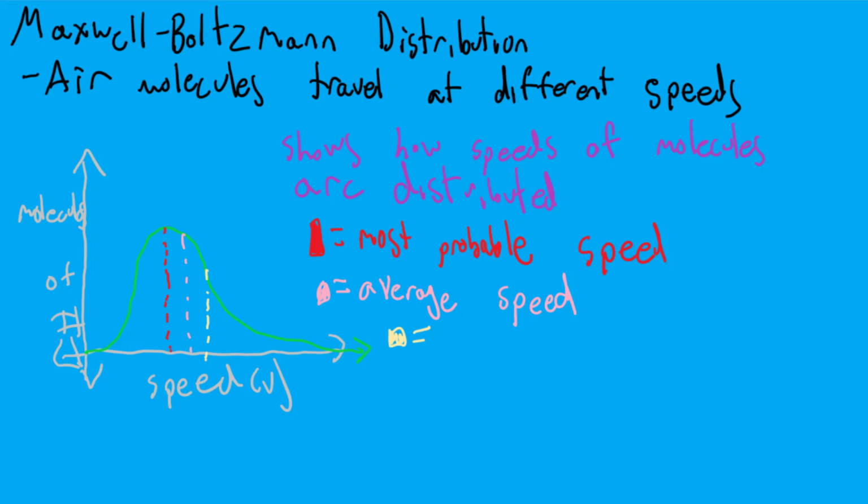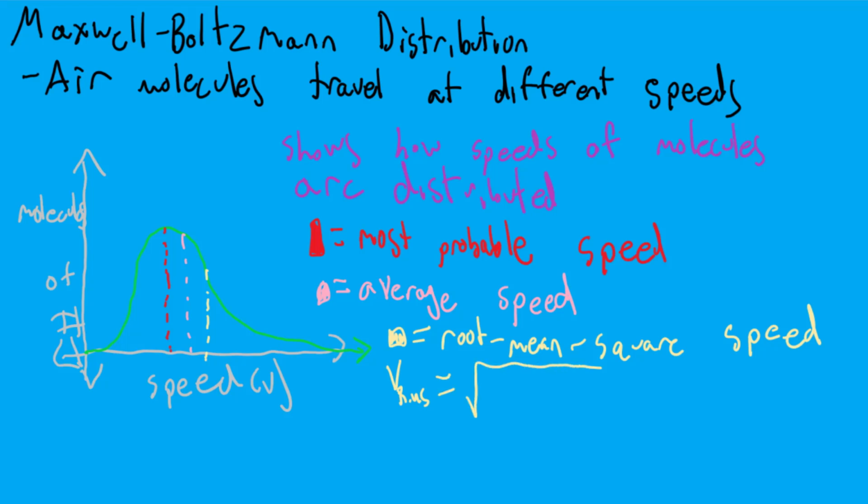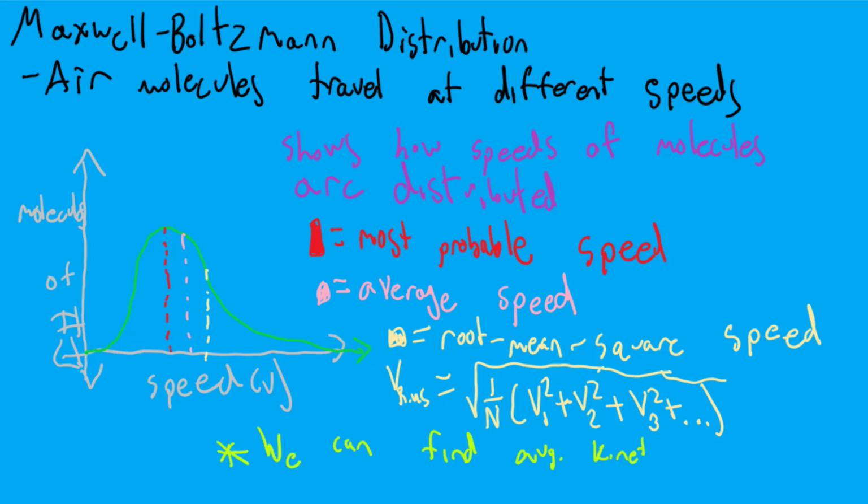The root mean square speed is also another valuable quantity on this graph. The root mean square velocity is equal to the square root of 1 over n times a quantity v1 squared plus v2 squared plus v3 squared, continuing on and on depending on how many velocities you have. This value is useful because we can find the average kinetic energy with the root mean square velocity. This is because the average kinetic energy is equal to 1/2 m times the root mean square velocity squared.